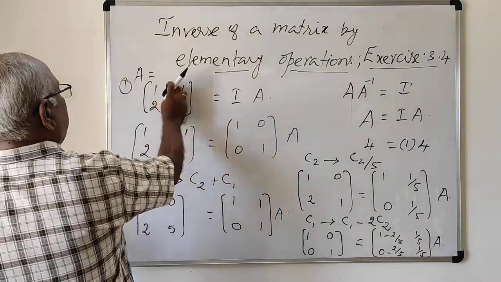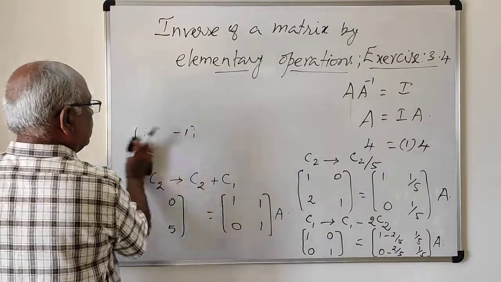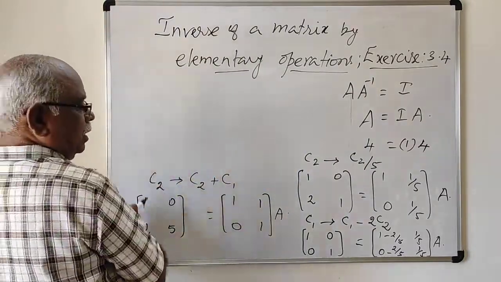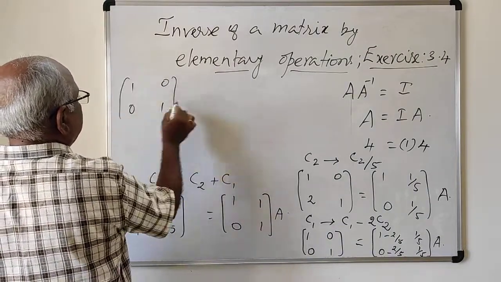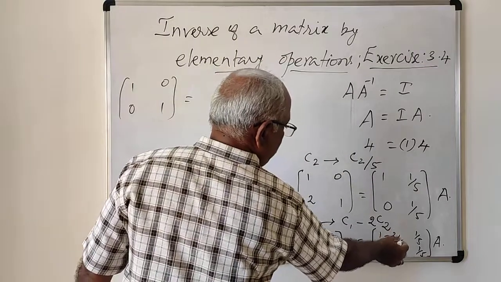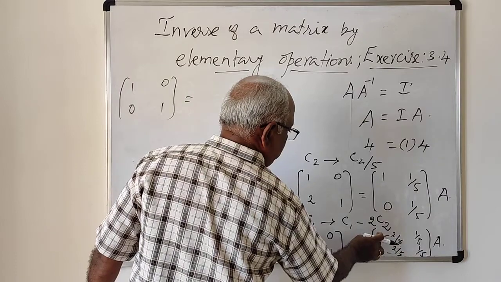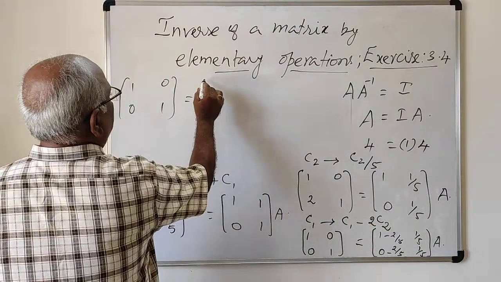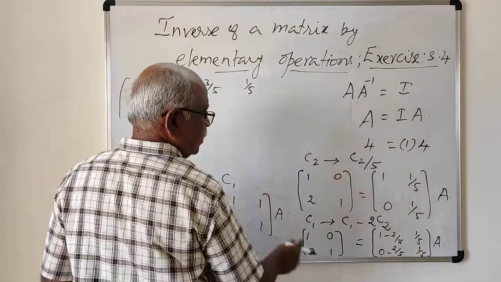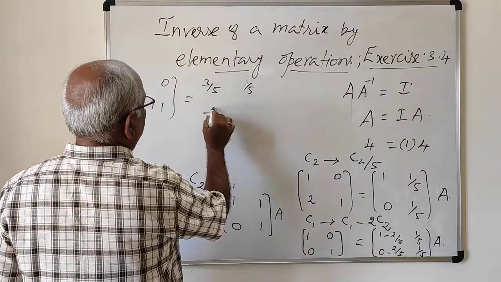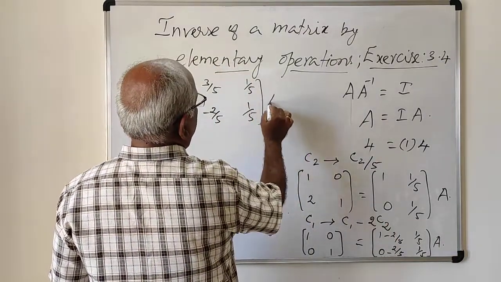So, I will erase here. See, left hand side is identity 1, 0, 0, 1, I equal to here 1 minus 2 by 5. Taking LCM, 5 in 1 is 5, 5 minus 2 is 3 by 5, 1 by 5. Similarly, 0 minus 2 by 5 is minus 2 by 5 and 1 by 5, into A.